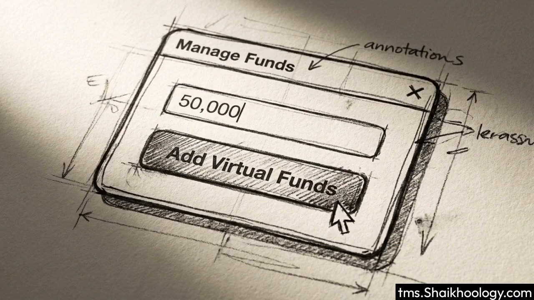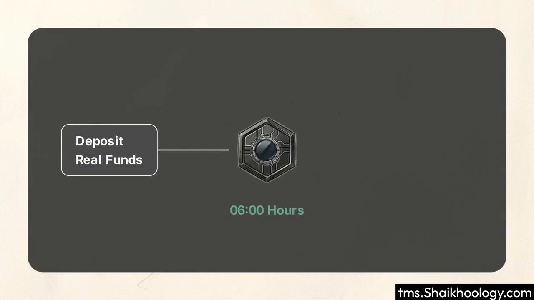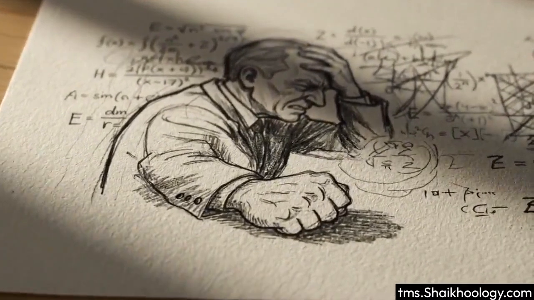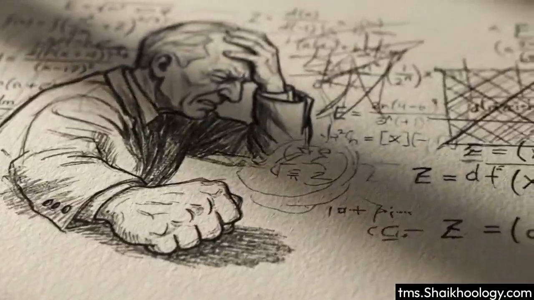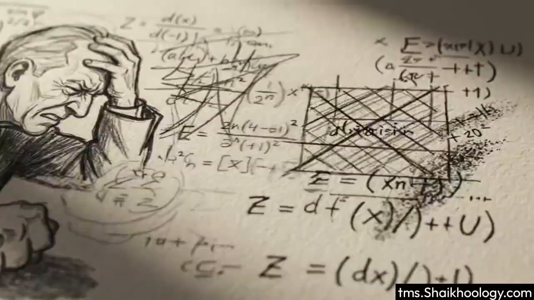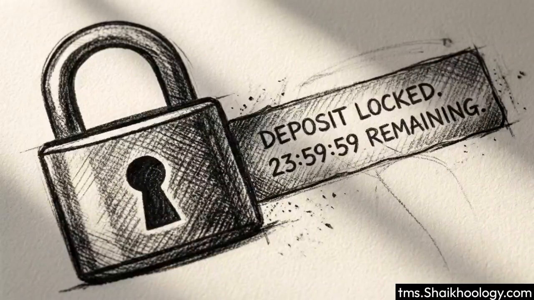Step 1 is to adjust your balances using the Manage Funds menu. If you add virtual funds to your paper account, the deposit appears instantly, but adding funds to your real account triggers a hard-coded 24-hour processing delay. This is an intentional friction point. If you take a loss and try to deposit more money to chase the market, the system stops you. It forces a 24-hour cooling-off period, preventing emotional revenge trading.